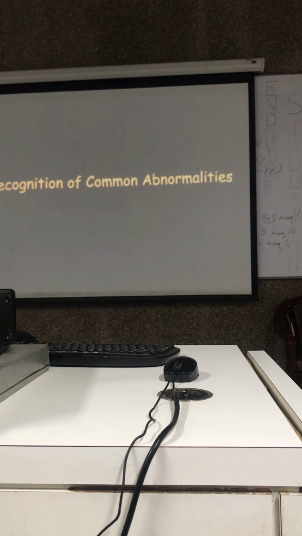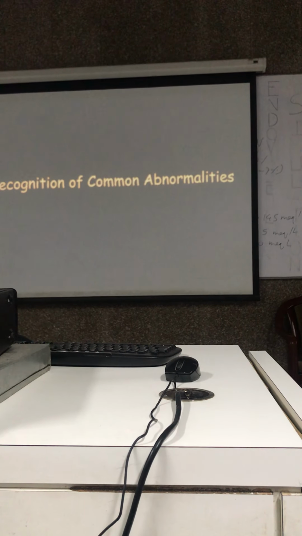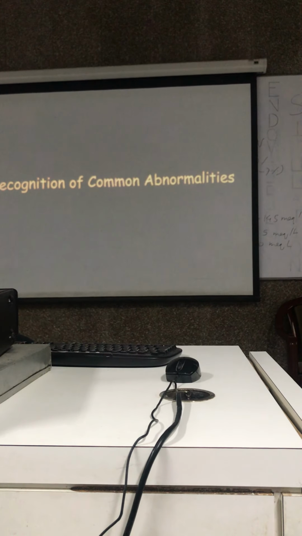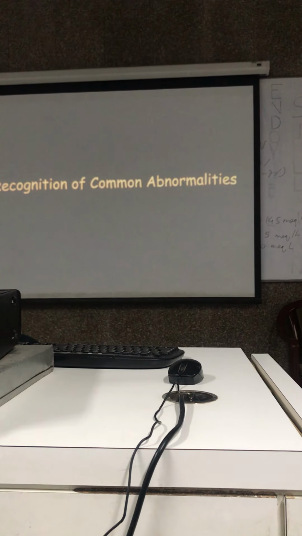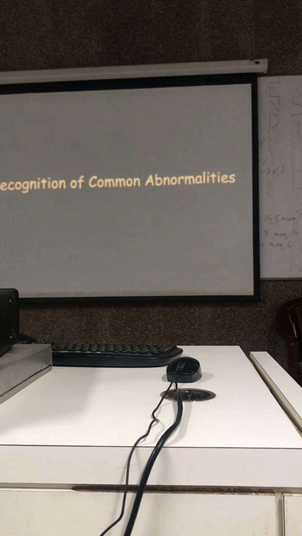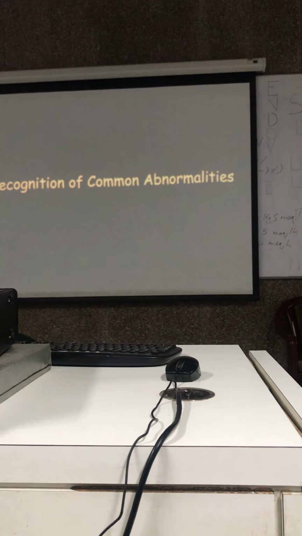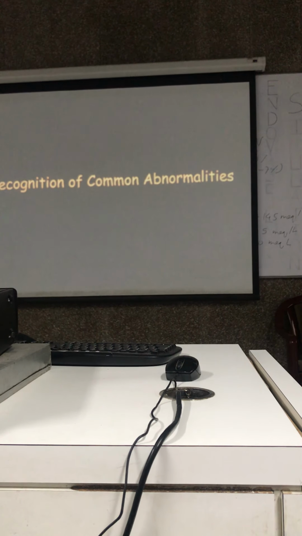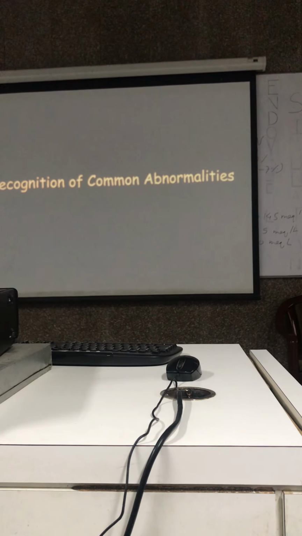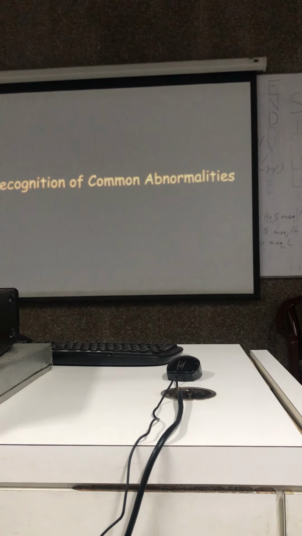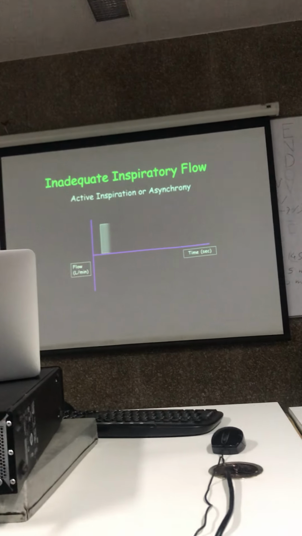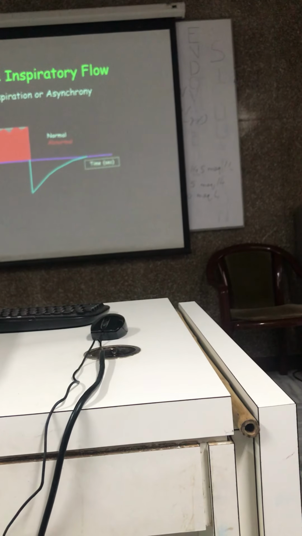Okay, so now based on the flow time pattern, are there some common abnormalities you can recognize looking at the waveform? I thought we look at each individually rather than address it as air leaks or airway resistance in all the 5 patterns, then it gets confusing. So we look at each individual scalar and then try and identify what we can pick up in each scalar. Okay? So there may be some degree of asymmetry, or when you have inadequate airflow. Okay?